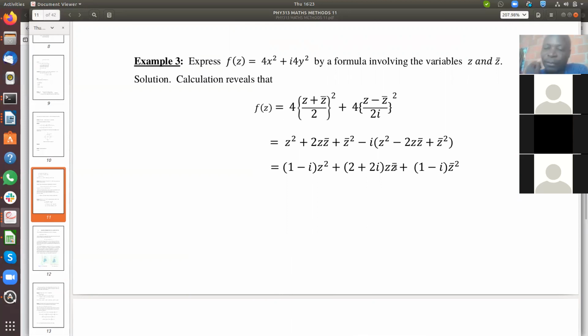Is it clear? Yeah, I'm trying to follow it again, sir. Okay, just look at it. It's straightforward. Where you see x, you put this, because x is equal to (z plus z bar) over 2. And where you see y, you put this, because y is (z minus z bar) over 2i. Is it clear now?